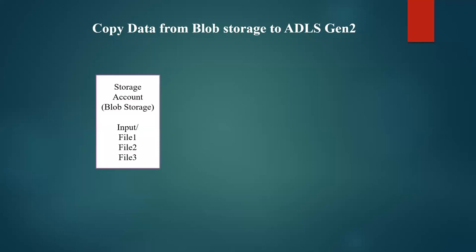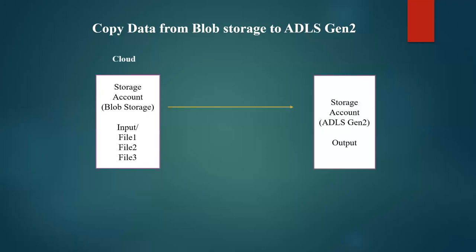Now the scenario: the services I used yesterday, the same services I'm going to use today also. I will use blob storage as a source. Maybe the folder structure is like this. We'll have a folder which contains some files, but we have more than one file. Okay, so that is available in the cloud. I want to copy all these multiple files at a time to the destination. So I'm using ADLS Gen2 as a destination output. Blob storage is the source, ADLS Gen2 is the output.